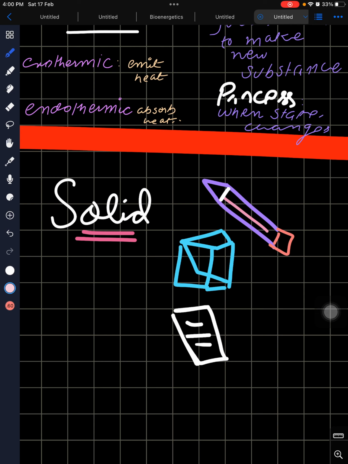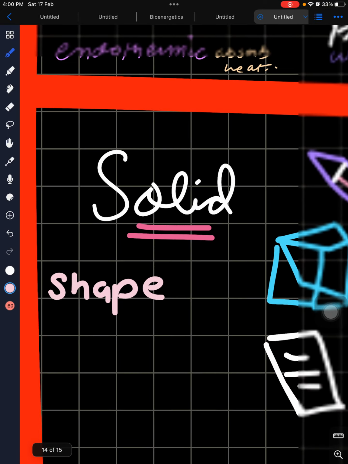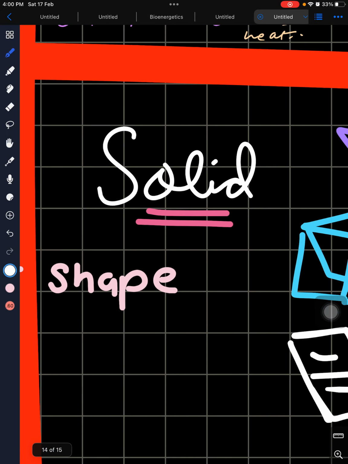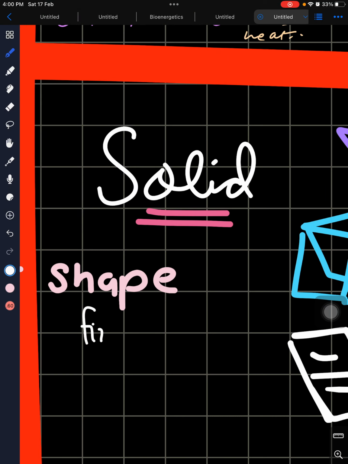Okay, first of all we know that a solid has a shape which is fixed. If I talk about volume, yes, it has a fixed volume too.